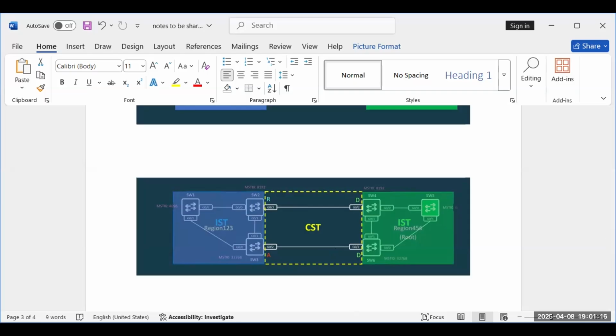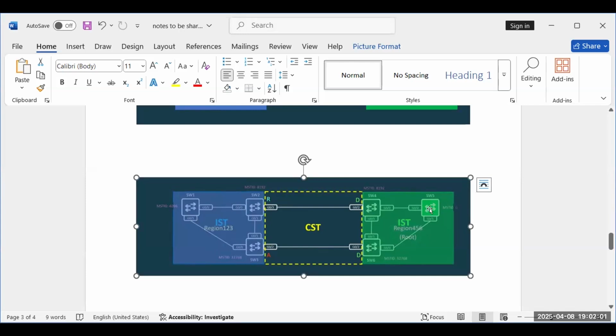So what definition did we give for common spanning tree initially? It's the connection between the MST regions, the connection between the MST region and the non-MSTP switches. What is the IST definition we gave? The IST instance will run on each MST region, and it is the only instance that sends and receives BPDUs within the logical interface. So within this, the BPDU packets will be exchanged.